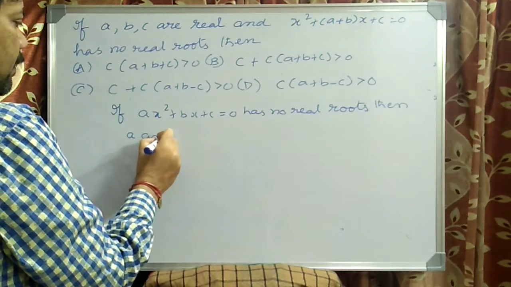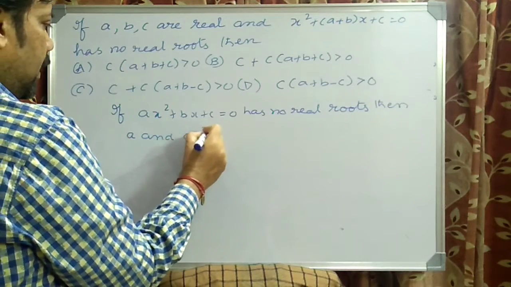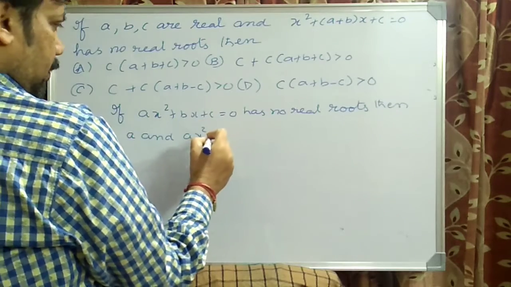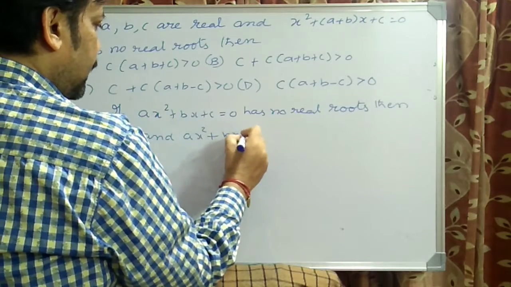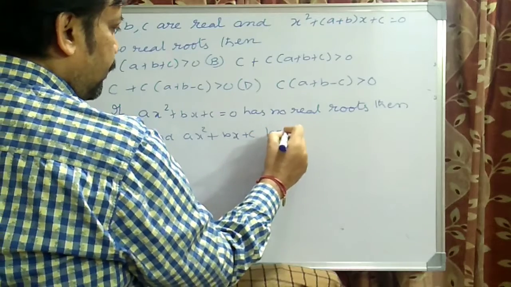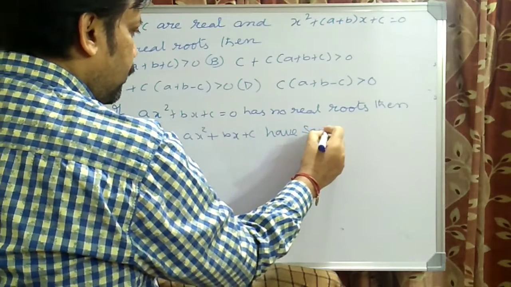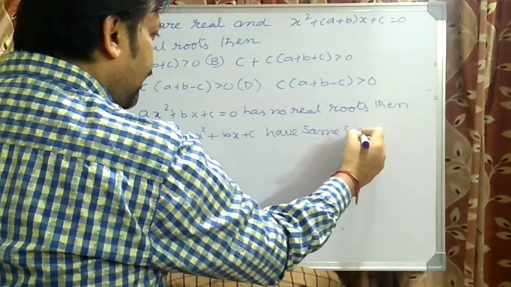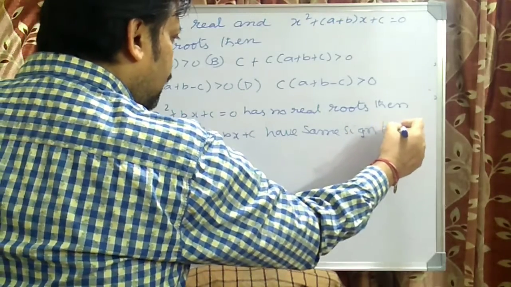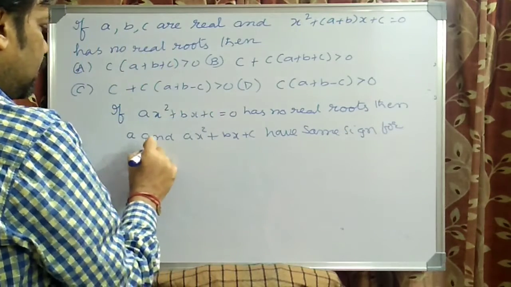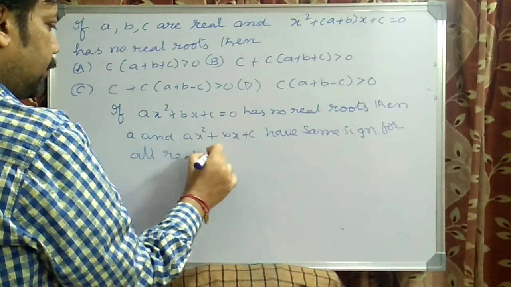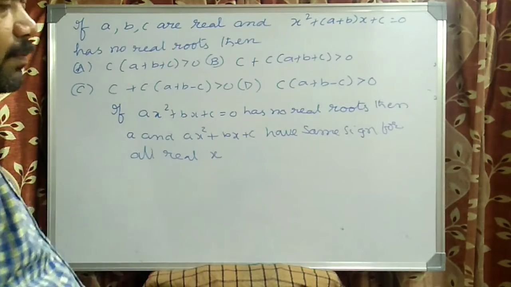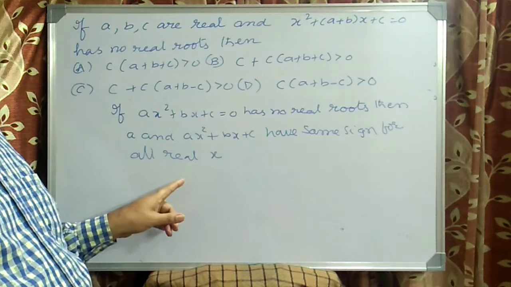a and ax square plus bx plus c have the same sign for all real x. So my friends, you should be noting down this point please.